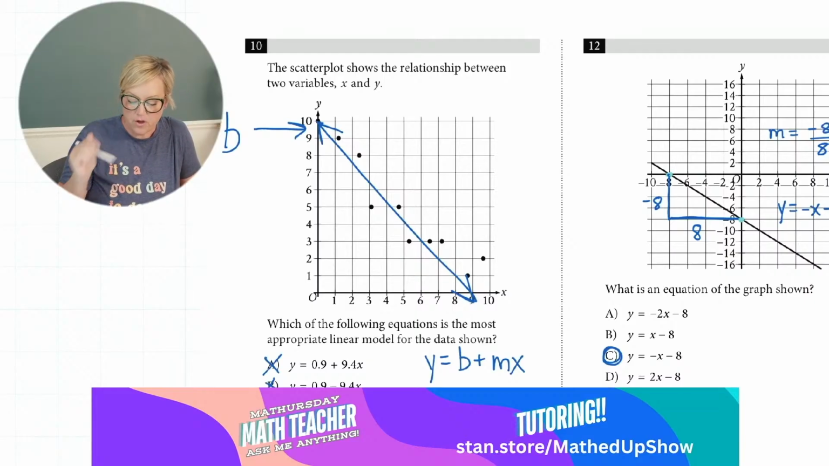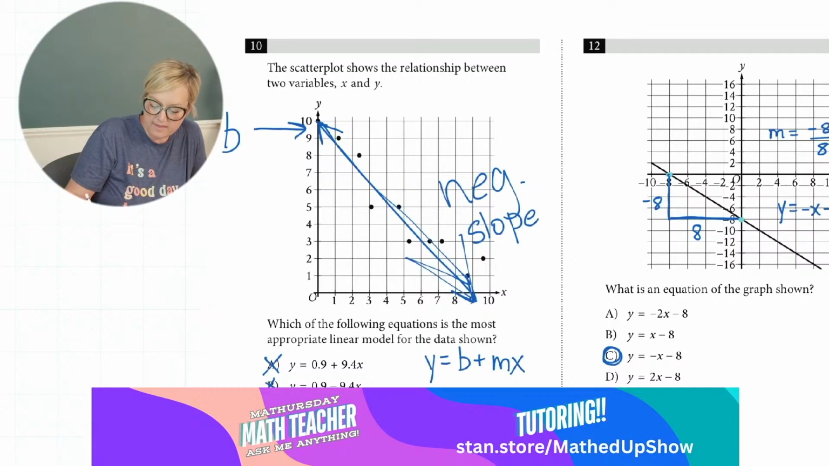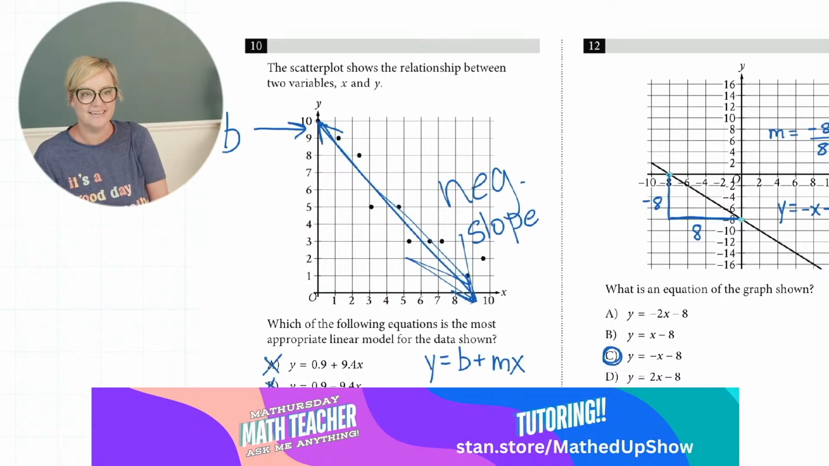So out of those two, I look at my slope. My slope is negative. This is a negative slope. So right there, without doing any calculations, my answer is D.